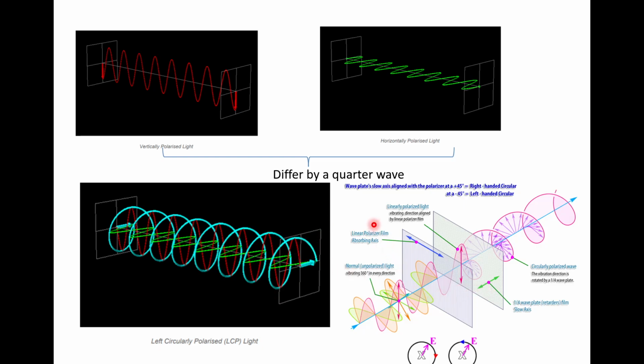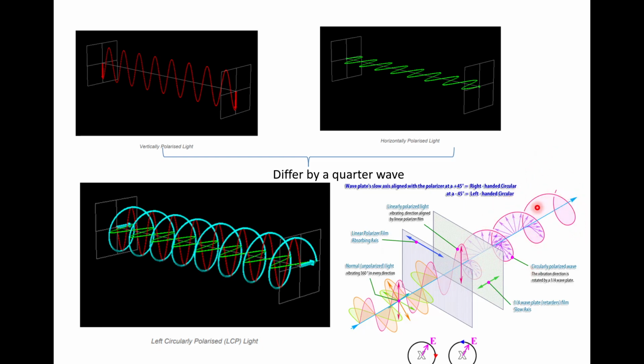Okay, how to generate it? First, you need to generate your linearly polarized light through a polarizer, just as you have seen. Now, if you put a film which is known as a 1 by 4 wave plate, which retards in one direction, for example, the horizontally polarized light is retarded by 1 by 4th wavelength, then it can form a circularly polarized light. So from the linearly polarized light, you are getting a circularly polarized light.